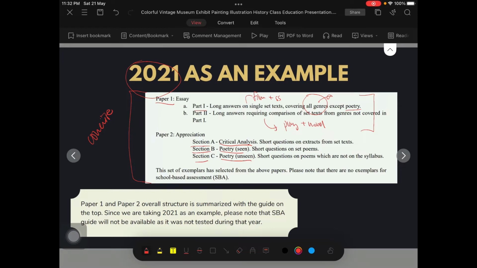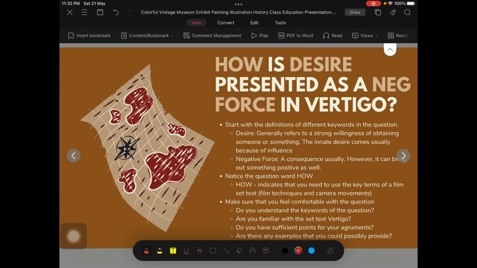So, now, in this slide, I'm sure that you would be able to gain a very basic understanding of paper 1 and paper 2, which is why I want to quickly move on to the question type and make sure that you have a basic understanding of how to answer a paper 1 question. So, for example, let's look at this question, which was in 2021, and it belonged to the film section. The question was, how is desire presented as a negative force in Vertigo?